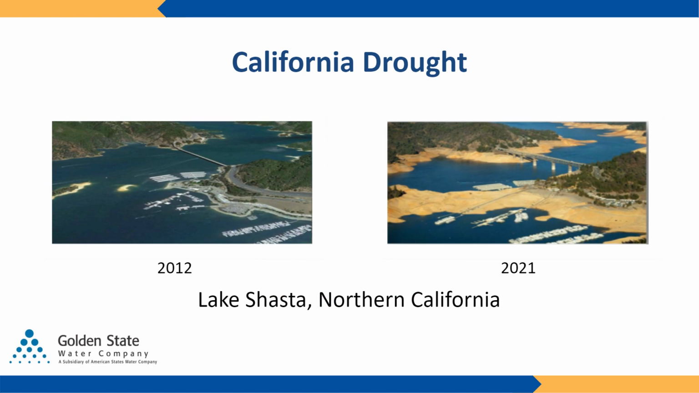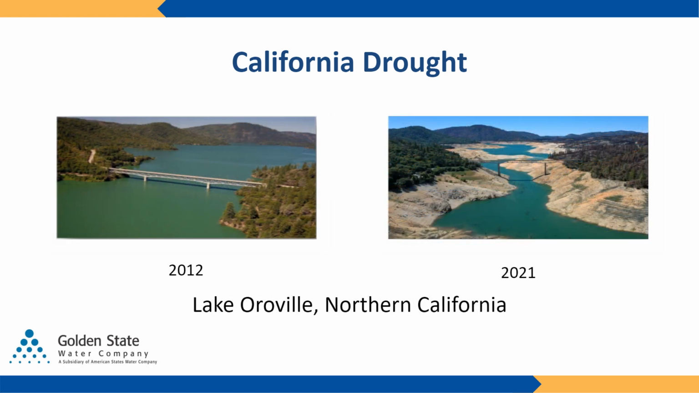This is what Lake Shasta looked like before the drought and what it looked like near the end of 2021, at 37% of its capacity. This is what Lake Oroville looked like before the drought, and what it looked like near the end of 2021, at 46% of its capacity.